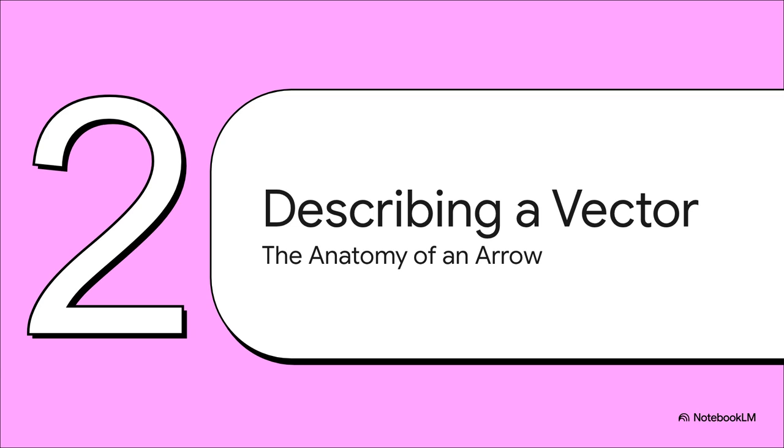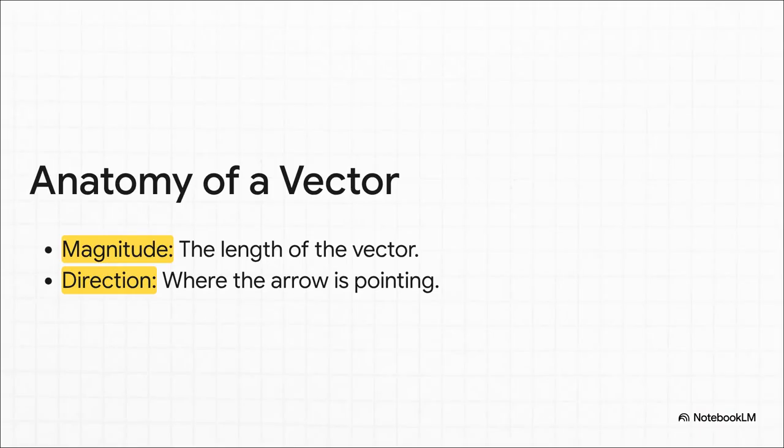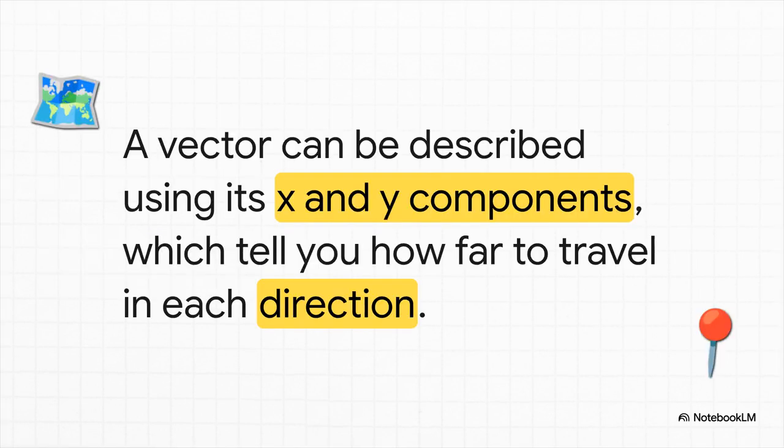Okay, so if vectors are these powerful things, how do we actually write them down? How do we describe them? Well, the easiest way is to just think of them as arrows. It really just boils down to these two simple ideas. The length of the arrow, that's its magnitude. So a stronger force or a higher speed would be a longer arrow. And the direction the arrow is pointing, well, that's its direction. Simple as that.